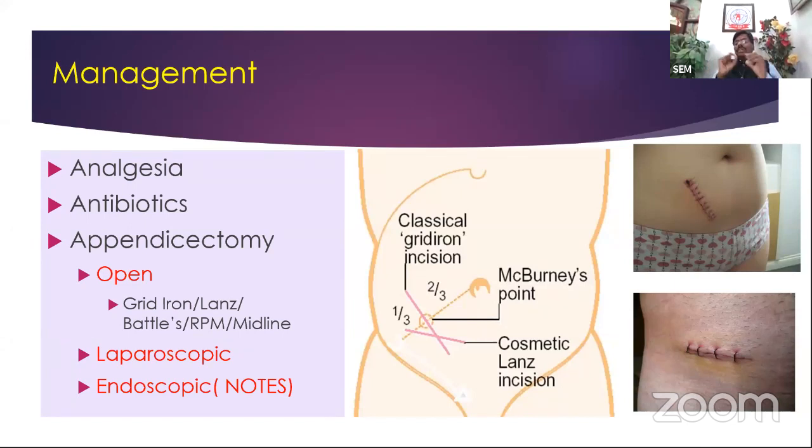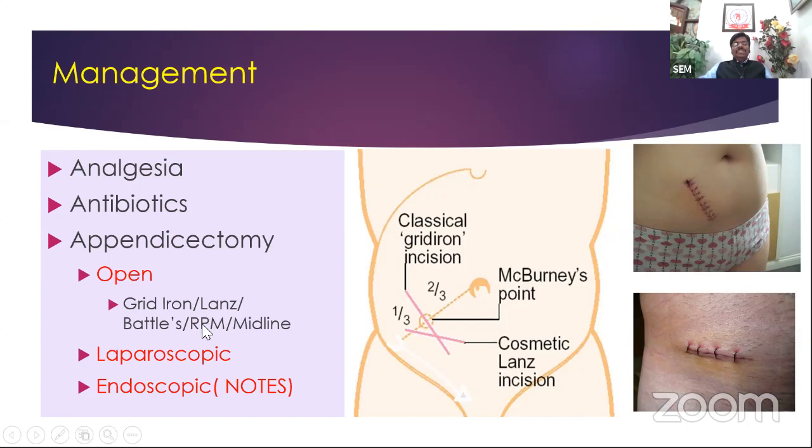But what is the minus of this wound? It is not a cosmetically acceptable incision, exactly at McBurney's point. A cosmetic, accepted incision is a transverse incision in the lower abdomen, which will be hidden by the underpants when the patient is wearing them. That is called a Lanz incision. So the Lanz incision is what we do nowadays. This is what we used to do in those days.